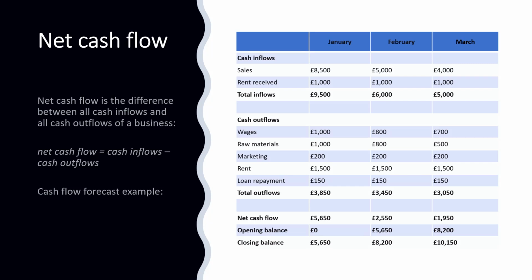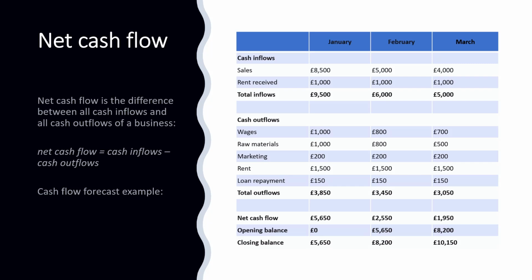£5,650. Underneath that, we have our opening balance for the month. So in this example, this business has no prior cash from previous months. We're going to say January is the first month they've been open, so they have an opening balance of £0. However, they have a closing balance at the end of the month of £5,650, the same as the net cash flow, because there's nothing to balance it against from the opening balance.